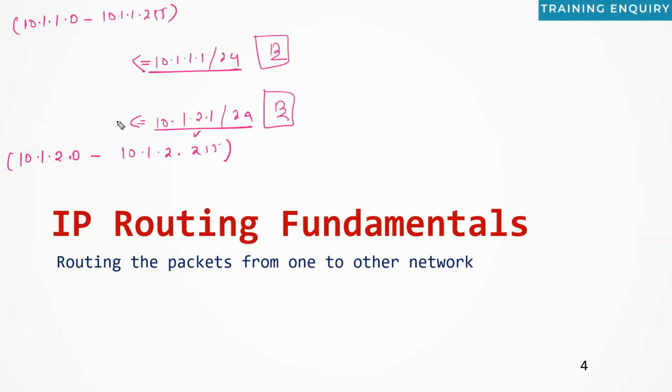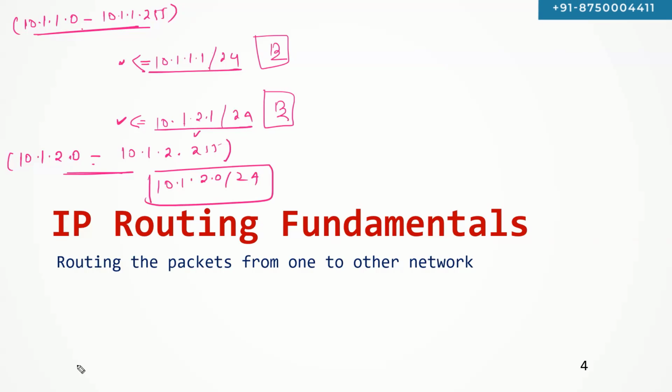So this IP is from this range, and this IP is from this range. So this IP belongs to this range, this IP belongs to this range. Normally we say that this IP belongs to this network. The first IP of every range is what we refer to as the network ID. So we say that this IP belongs to this network and this IP belongs to this network, just the basics.